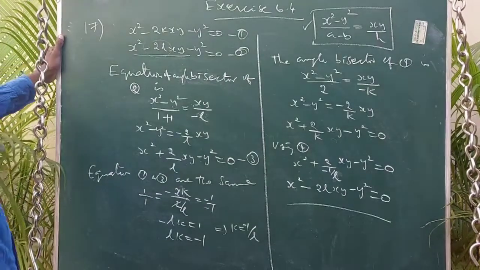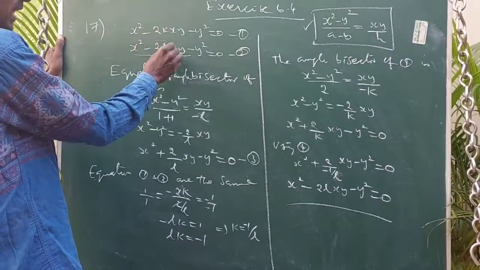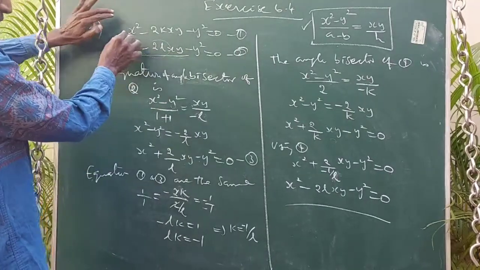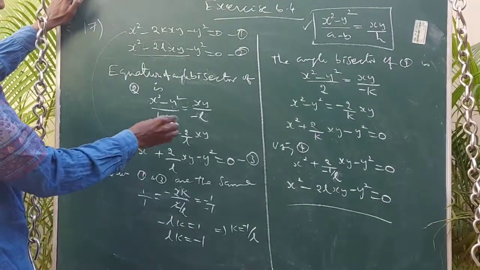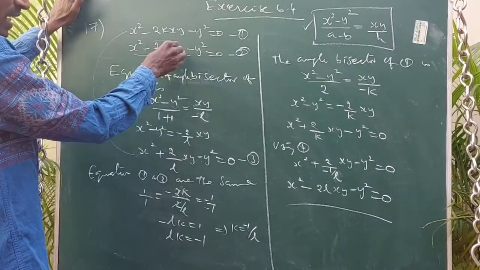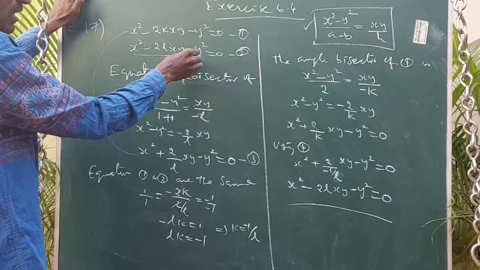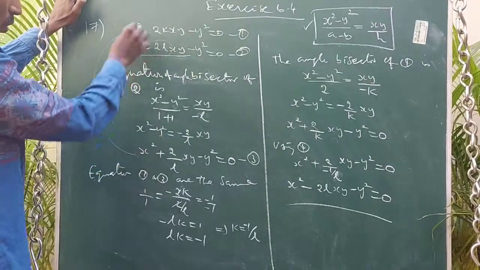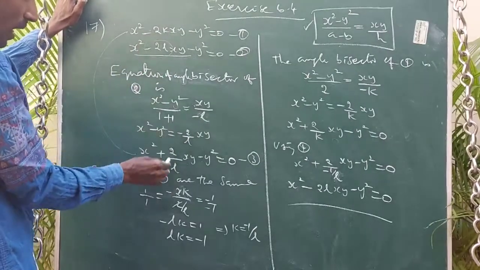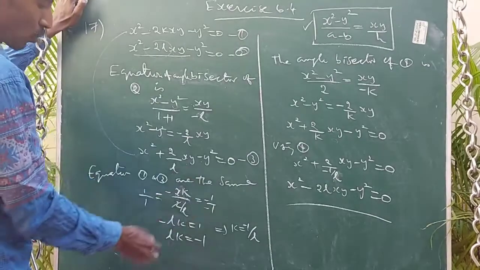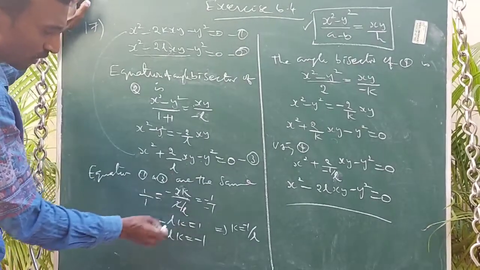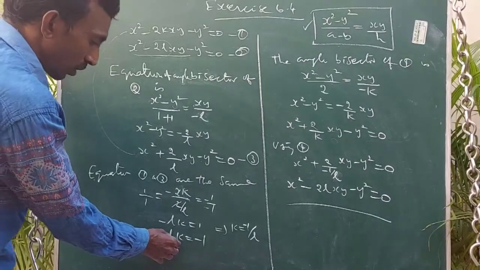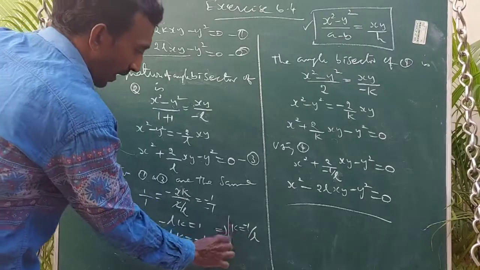Listen my dear students, already given that the first one is the angle bisector of the second one. Now we have got the angle bisector of the second one. Therefore equations 1 and 3 are the same. Then the ratios are equal. So 1/1 = −2k/(2/l) = −1/−1. Cross multiplying, −lk = 1, so lk = −1, k = −1/l.